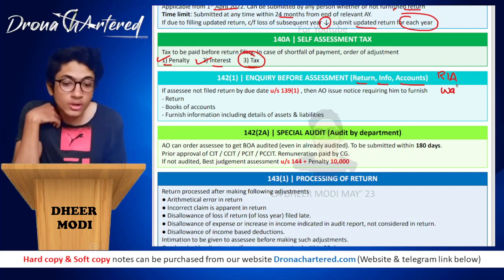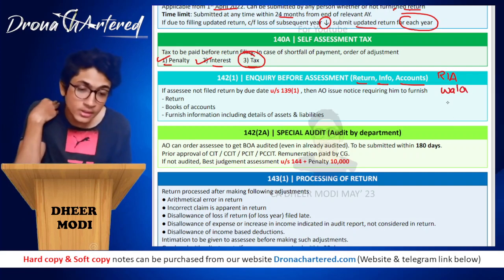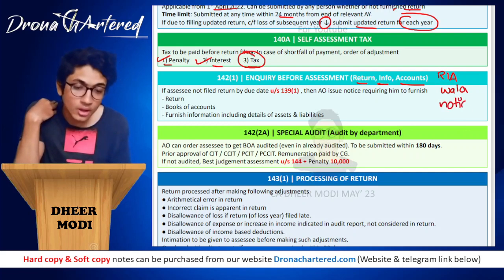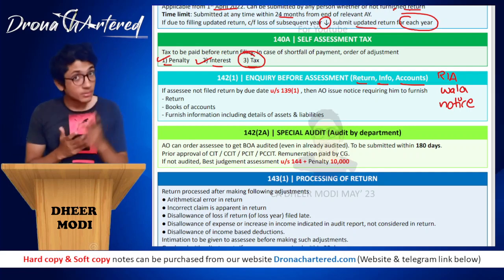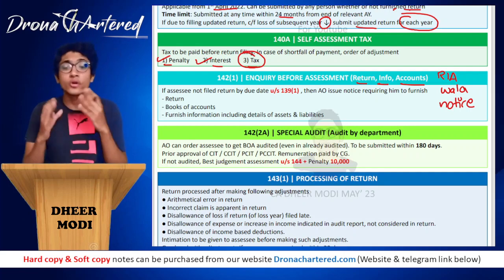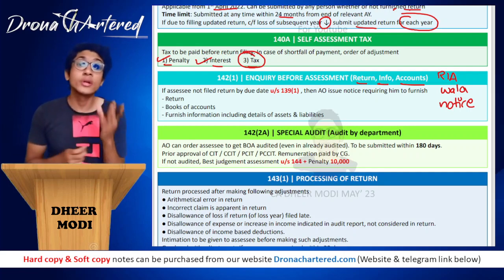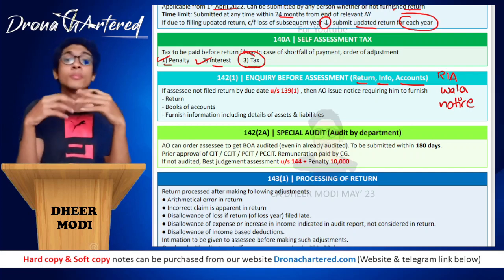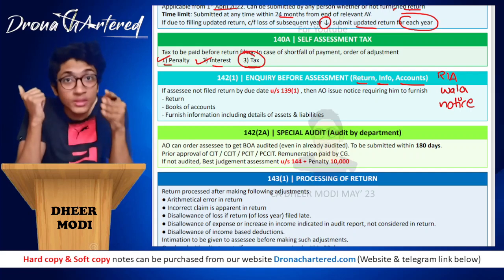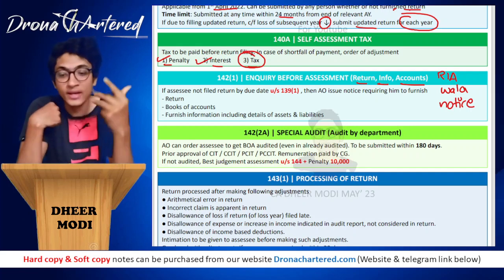I'm using BB sir's terminology, that is RIA wala notice. RIA wala notice is section 142(1). Please remember the section number, that is very important for this chapter. 142(1) is RIA wala notice. Okay, now RIA wala notice is why? Because they are inquiring before they do any assessment on you.